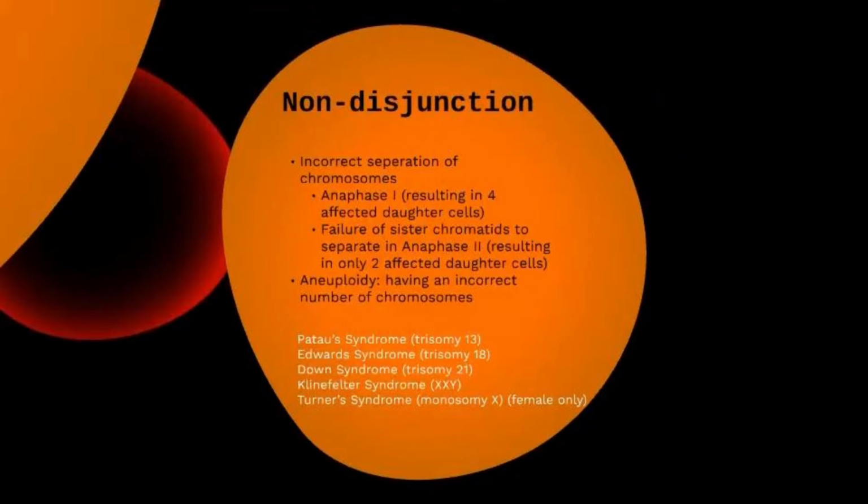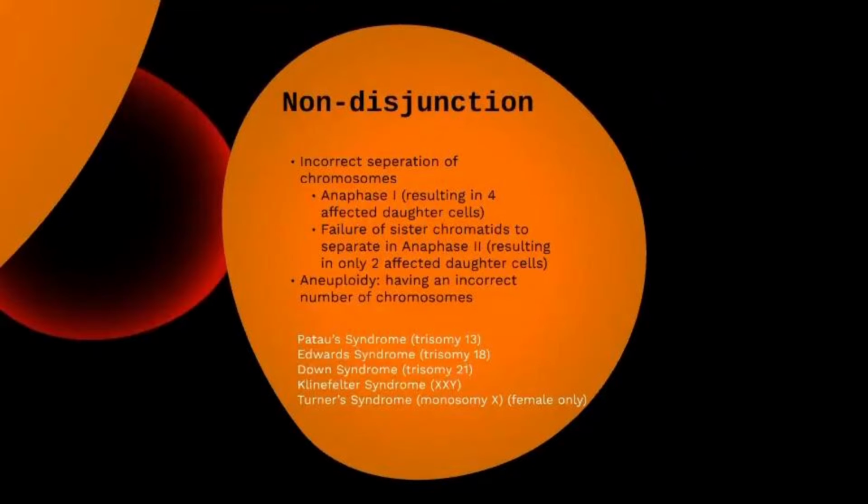What we call having the incorrect number of chromosomes, we call this aneuploidy, and this can cause many problems, and there are many syndromes that are caused by having the incorrect number of chromosomes. So this can be having too many of one or not enough of one. I'm just going to explain a couple.